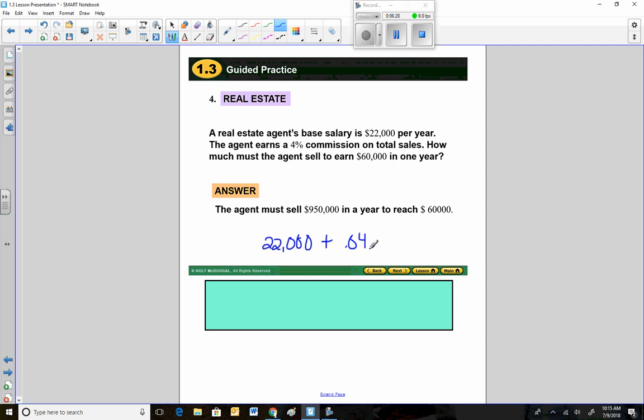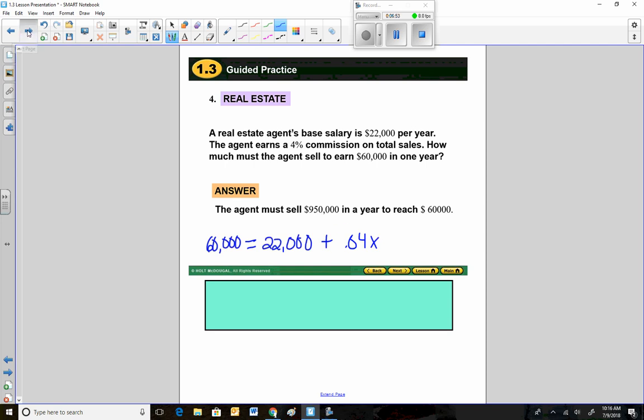How much must the agent sell to earn $60,000 in a year? So he has to earn $60,000 for his total income. Now, 4% of what? Well, that's what we have to figure out. What must he sell? So we'll call that X. So he gets $22,000 plus 4% of all the sales, and that gets his income. When you solve this math problem, you will get $950,000.